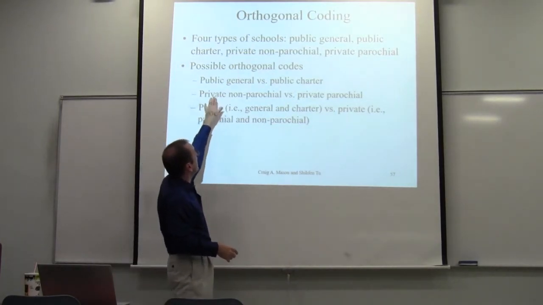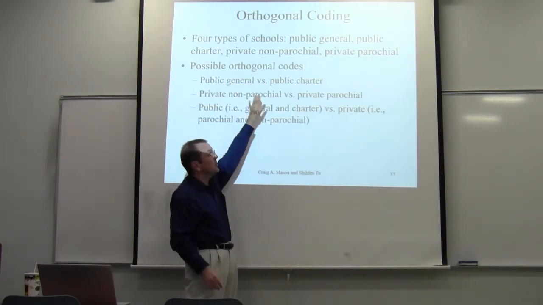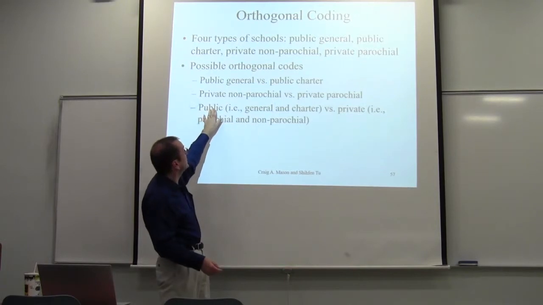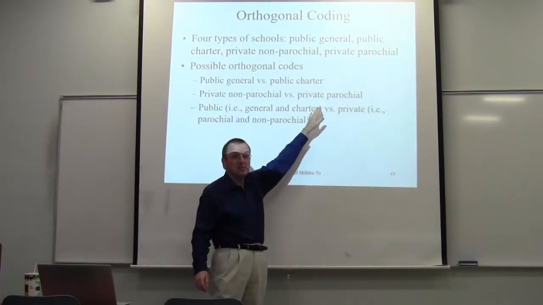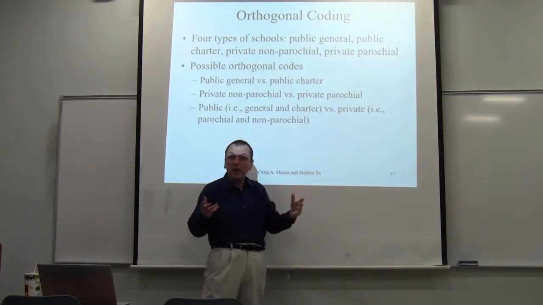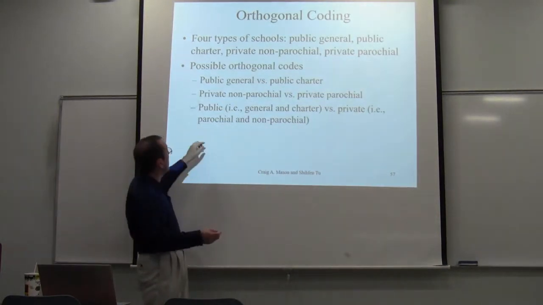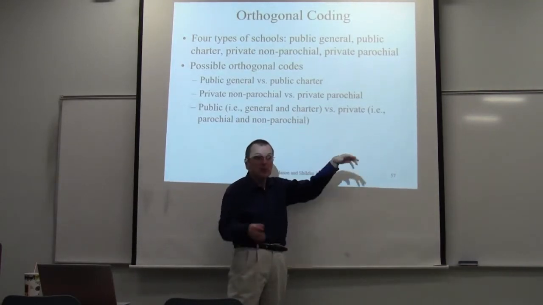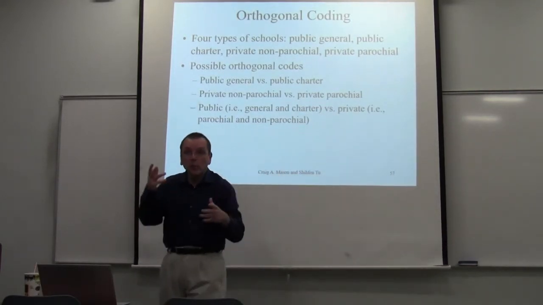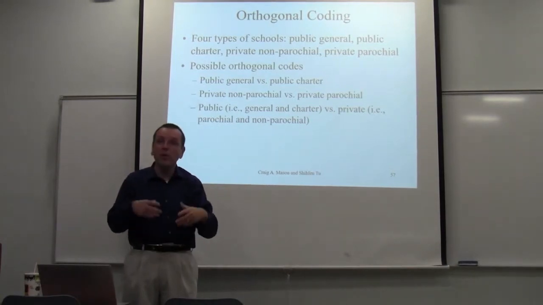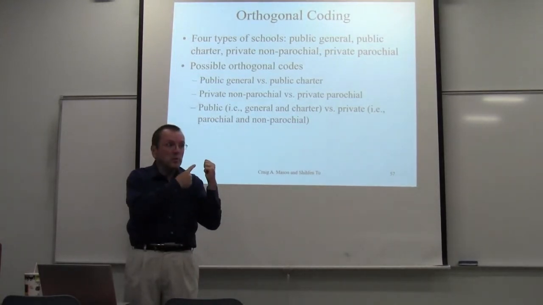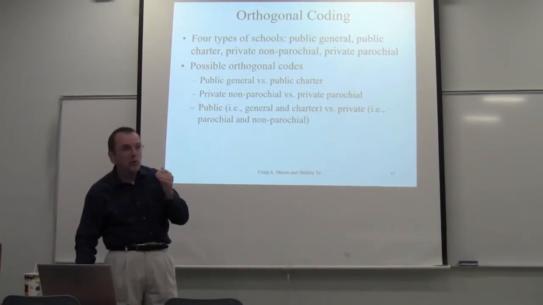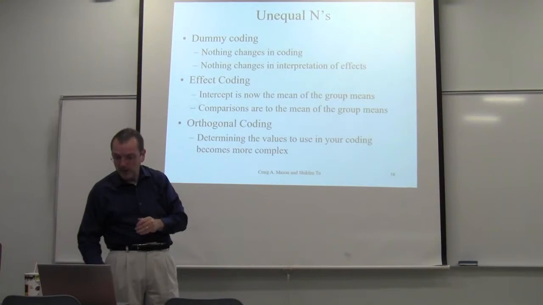And so one question might be, among the public schools, how does a general versus a charter school work? Among the private schools, how does a non-parochial versus a parochial school work? That's another question. And then my third question might be, how do the public schools compare to the private schools? So you combine each group. That would be another good example of why you might want to do orthogonal coding. Dummy coding won't do that. Effect coding won't answer those questions. So again, let the question drive how you code the data.